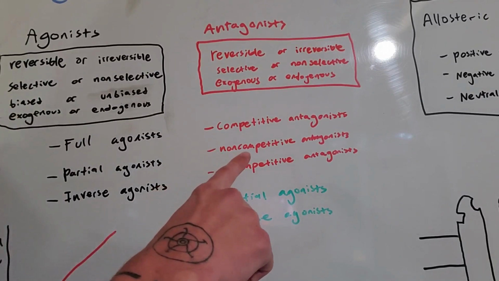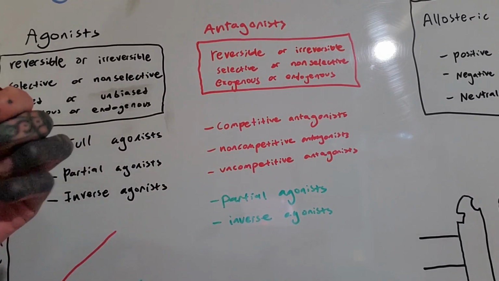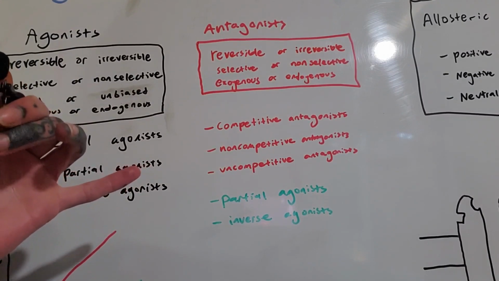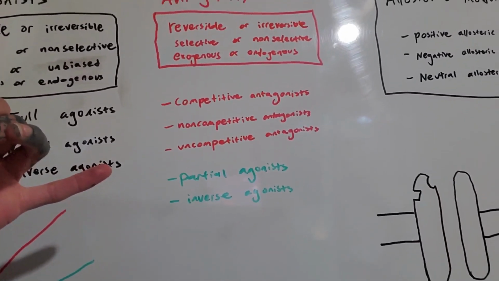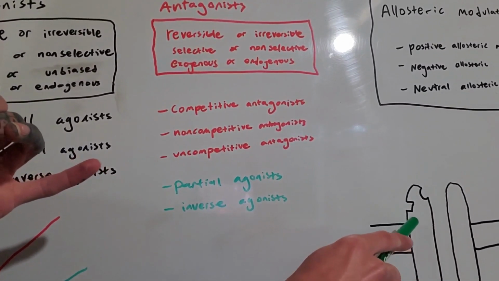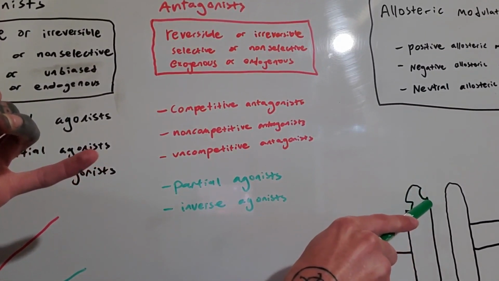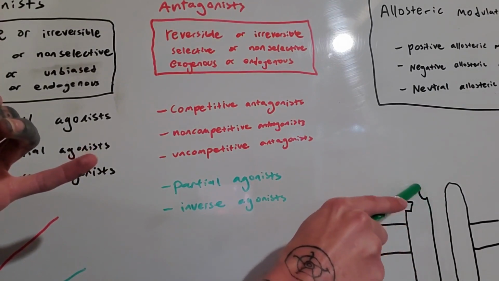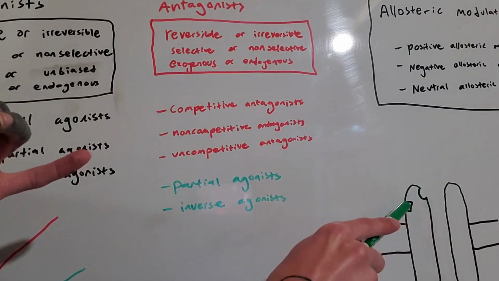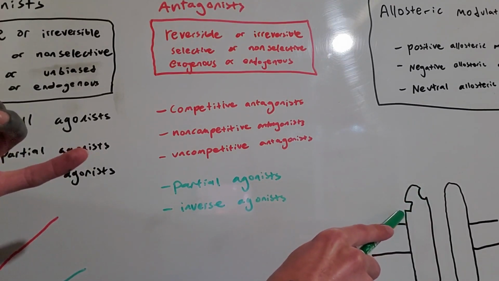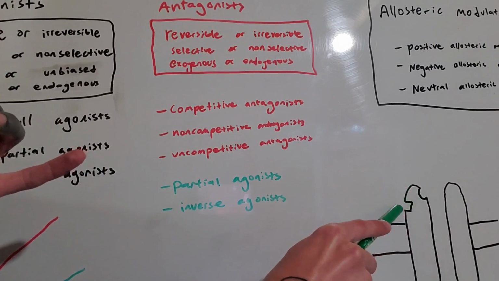Then we have non-competitive antagonists. These ones bind to an allosteric site, like illustrated on this here. While a competitive antagonist would bind to the same site as the endogenous agonist, a non-competitive antagonist would bind to a different site.